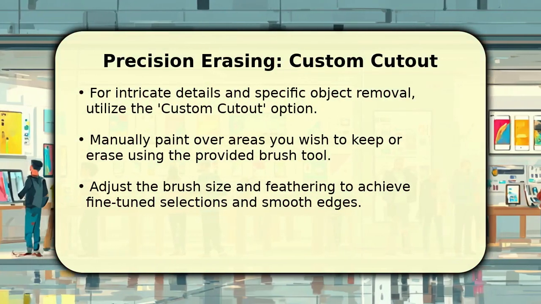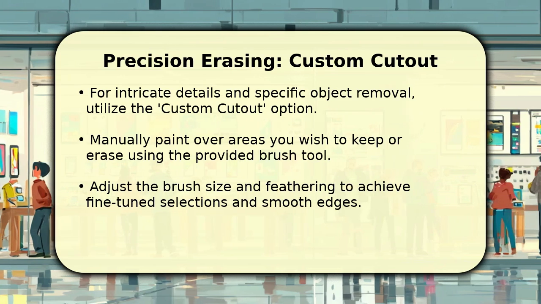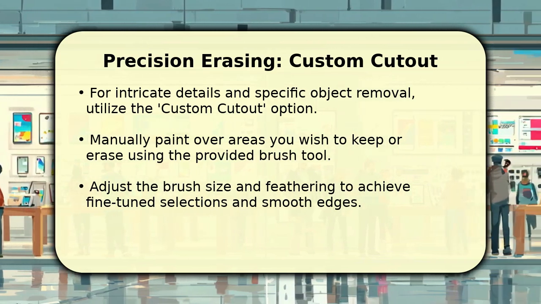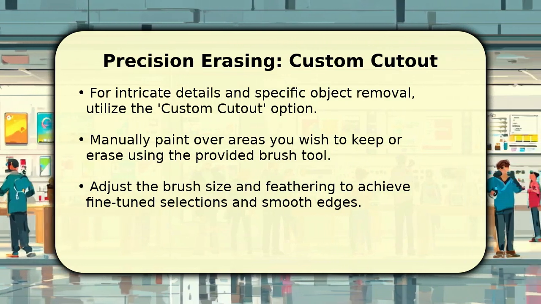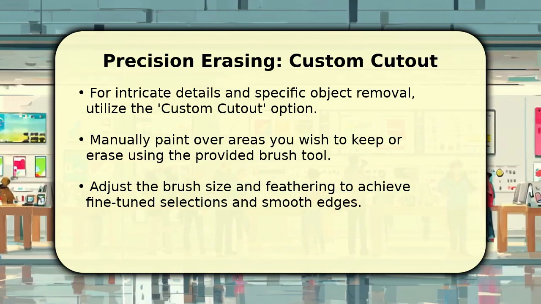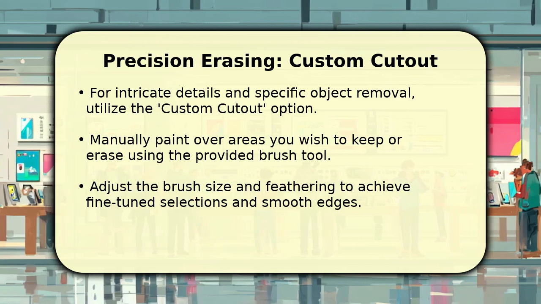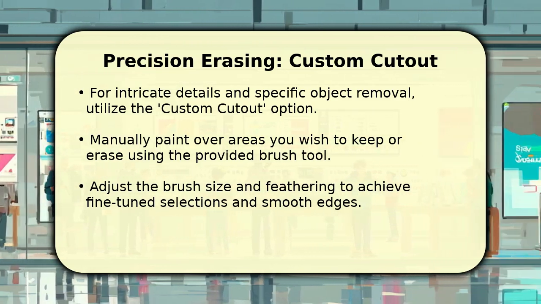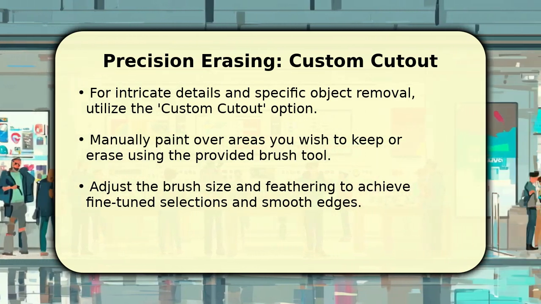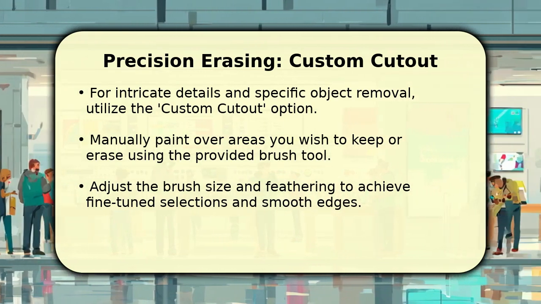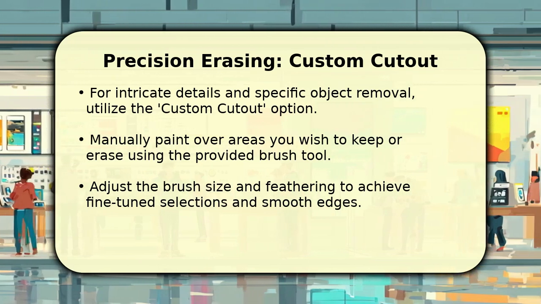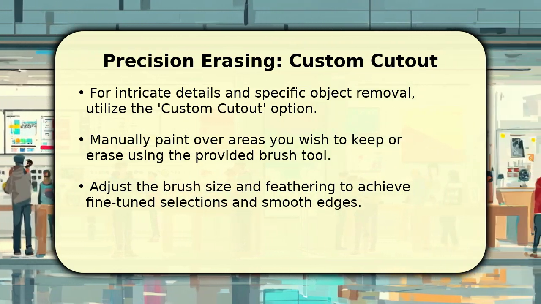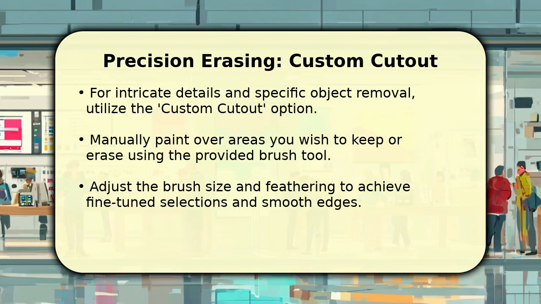For more intricate erasing needs, select Custom Cutout within the Cutout tab. Here, you will find a brush tool that allows you to manually paint over the precise areas you wish to remove or retain. Adjust the brush size to about 25 pixels for detailed work, and use the feathering option to create smoother edges. This manual control gives you ultimate precision, ensuring even small, complex objects are perfectly erased.